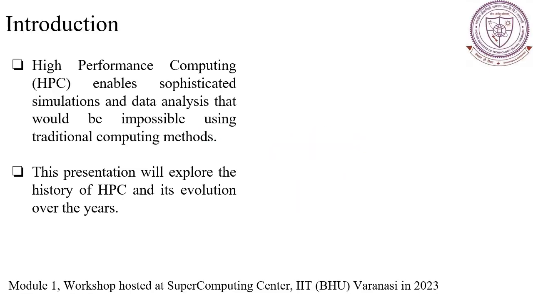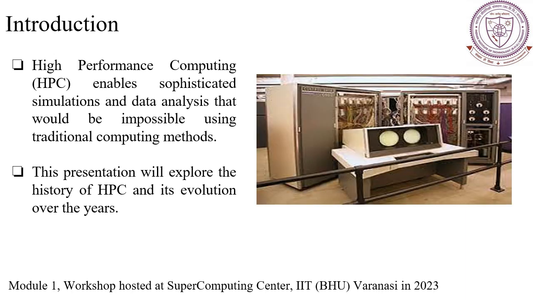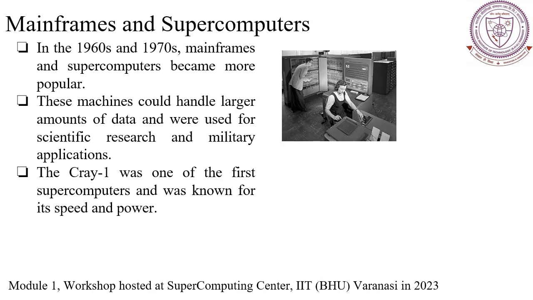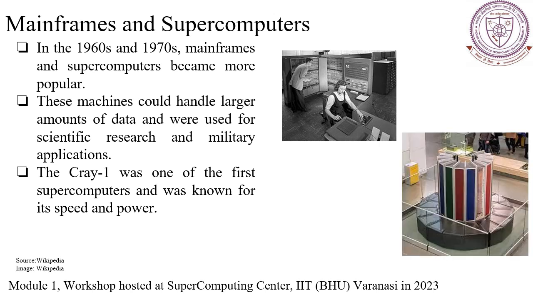Now let's see the history of HPC. In this presentation, we are going to explore the history of HPC and its evolution. The first thing that came is mainframes and supercomputers. In the 1960s and 1970s, mainframes and supercomputers became more popular. These machines could handle large amounts of data and were used for scientific research and military applications. The Cray-1 was one of the first supercomputers, which was known for its speed.